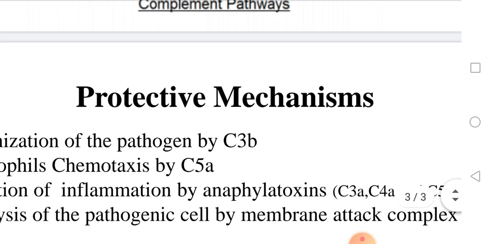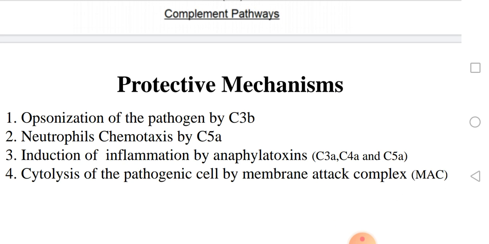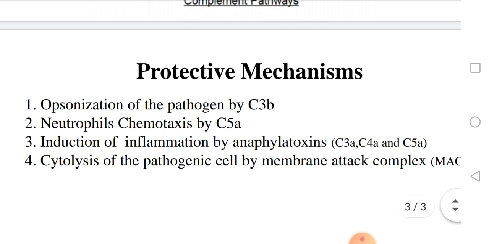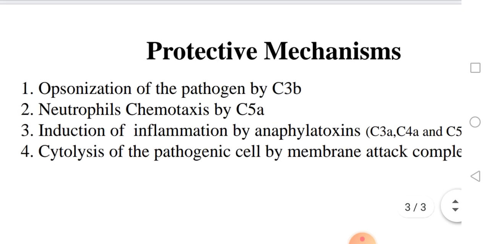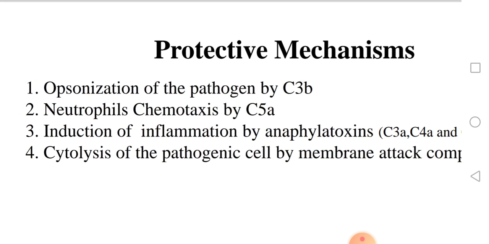Let us talk about the protective mechanisms of the complement system: how the complement system protects the body against pathogens or antigens. Number one, opsonization of the pathogen by C3b. Opsonization of the pathogen facilitates phagocytosis by the phagocytic cells.